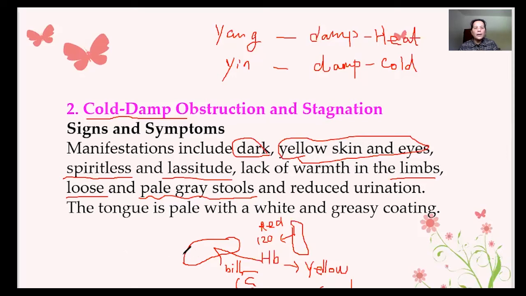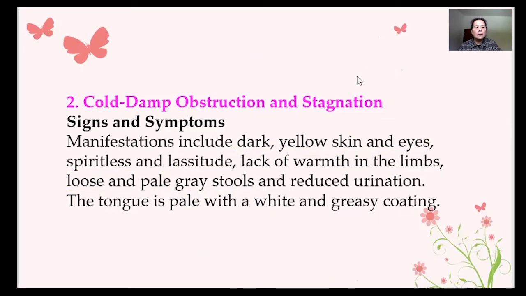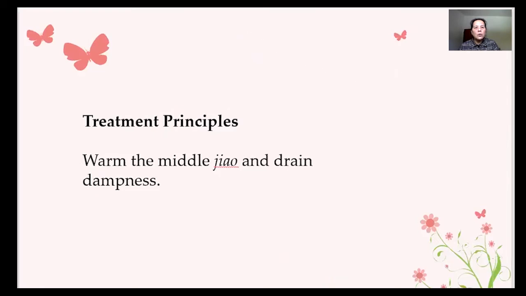So truly, if a patient has jaundice, the stool color will change. That's where the green stool color comes from. And the tongue is pale with a white greasy coating here. That comes from dampness and cold blocking. So for the treatment principle, we need warming, mainly warming the middle jiao and drying dampness.